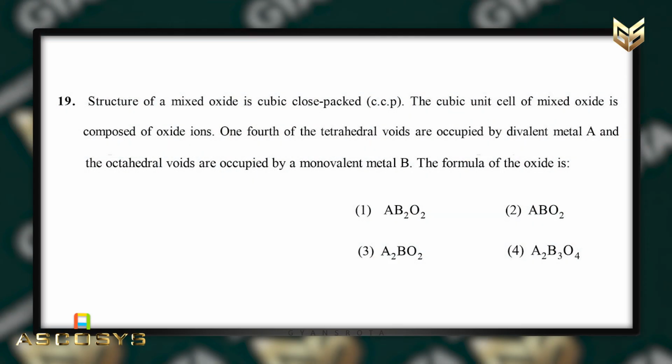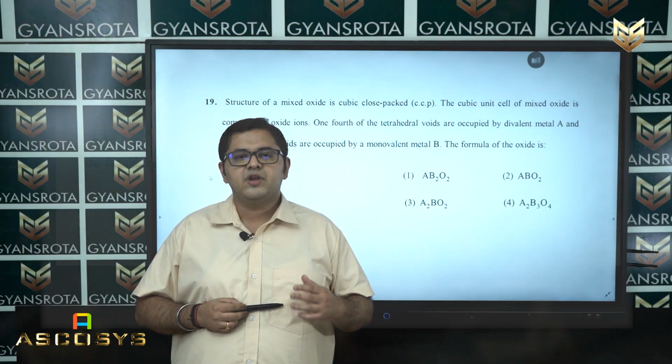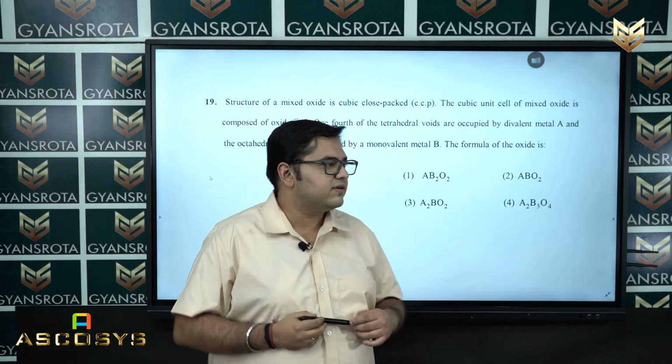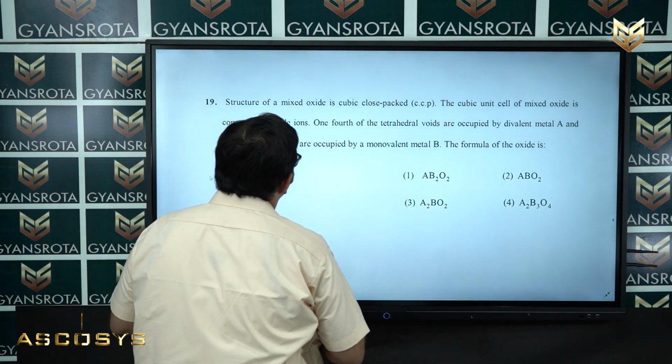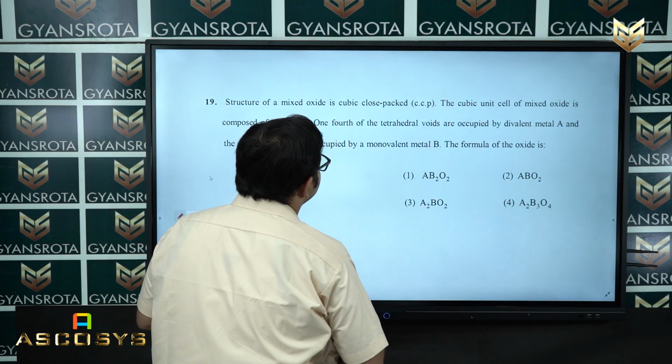Structure of a mixed oxide is a cubic closed pack. The cubic unit cell of a mixed oxide is composed of oxide ions. 1/4 of the tetrahedral voids are occupied by divalent metal A and the octahedral voids are occupied by the monovalent metal B. The formula of the oxide is. So now we are moving to the solution part. This question basically comes from the solid state chapter of your class 12 NCERT.